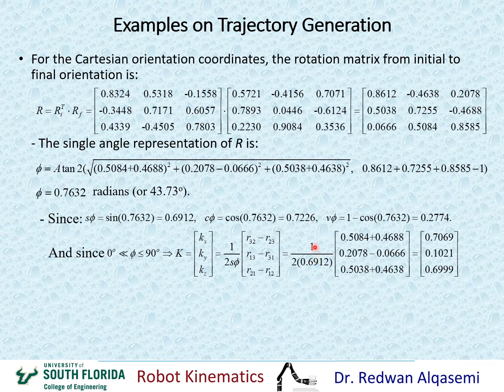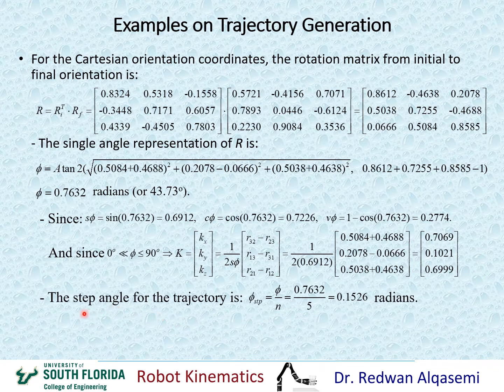So we can directly substitute these values, which we already have. We already have the sine phi, which is this particular value. And then I have R32 minus R23 here, and then this difference here and this difference here. If we evaluate this, we're going to come up with this final k vector.